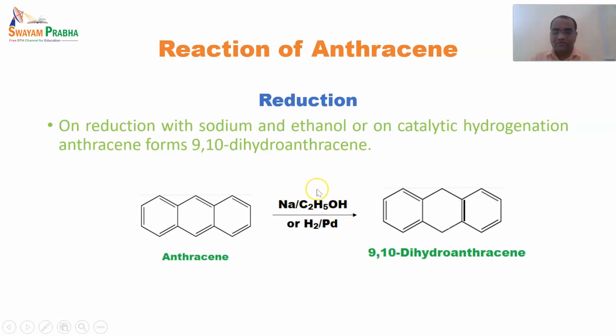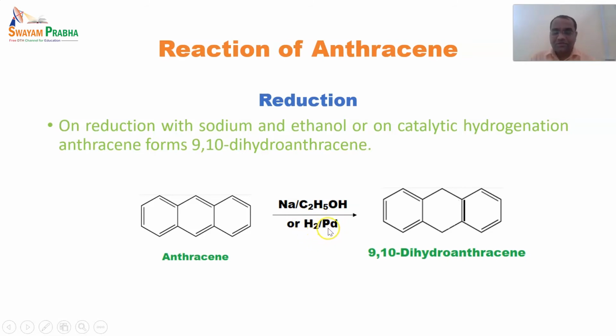One method is sodium in ethanol, giving nascent hydrogen, and this nascent hydrogen is added, by breaking the pi bond, converting it to a sigma bond. The other uses hydrogen gas with a palladium catalyst. Such a reaction is said to be catalytic hydrogenation.